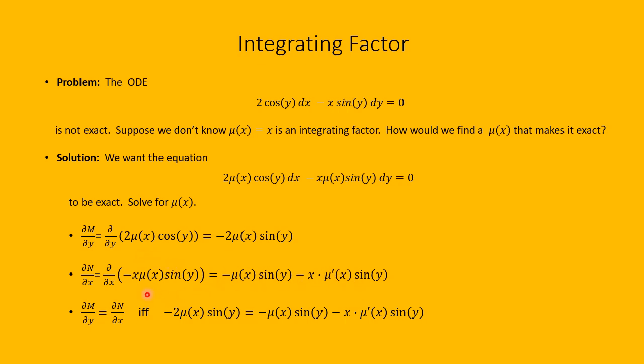Okay, so then to be exact, we need these two things to be equal, which means this stuff here has to equal this stuff here. Notice that in this equation we have a factor of mu of x, and in this equation we have a term that has a factor of mu of x and another term that has a factor of mu prime of x. We want to solve this equation.